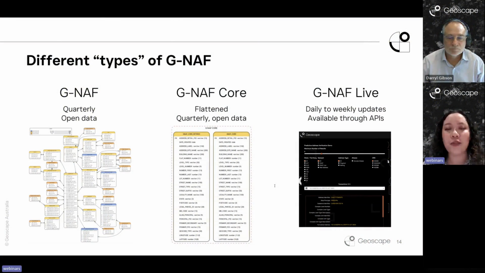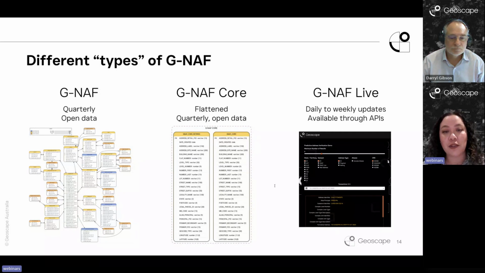So it's now important to define the differences between the different types of G-NAF. Our standard G-NAF is what we've been talking about. It's produced on a quarterly cycle. It's an open data set, and this is the original product which we have been creating for over 20 years.